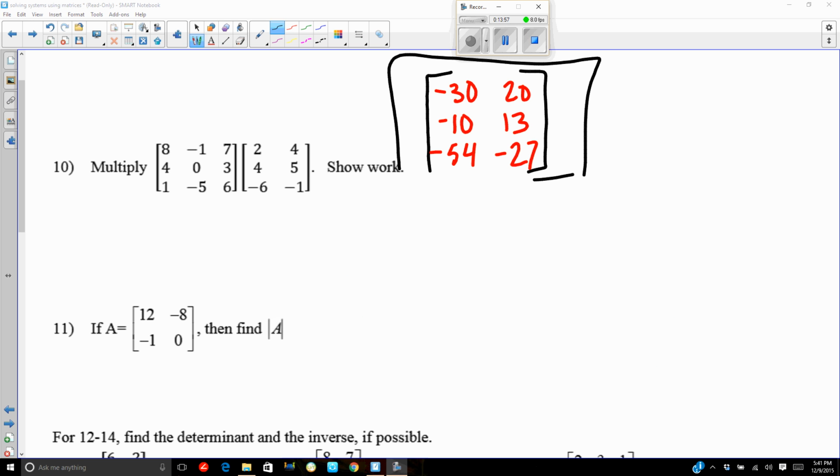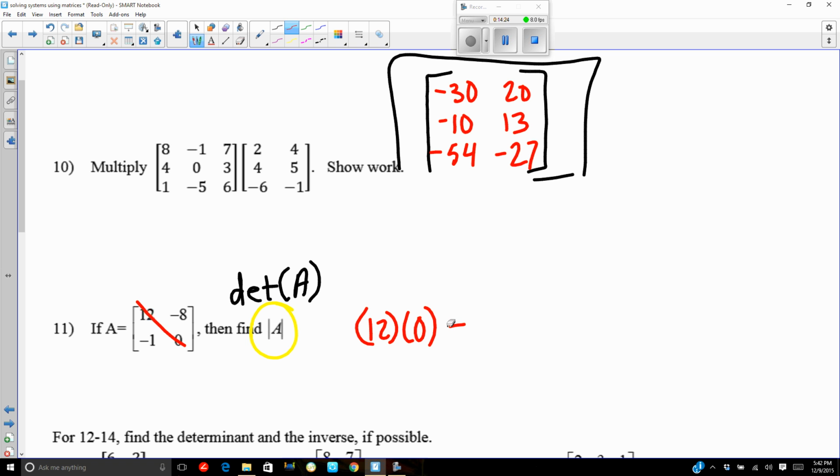Number 11, this symbol right here does not mean absolute value. That symbol means the determinant. So it's the same thing as finding the determinant of matrix A, which you can do in the calculator, but this is the non-calculator section. So to find the determinant by hand, it's just A times D, so that's 12 times 0 minus D times C.